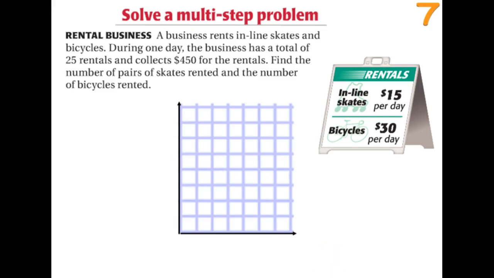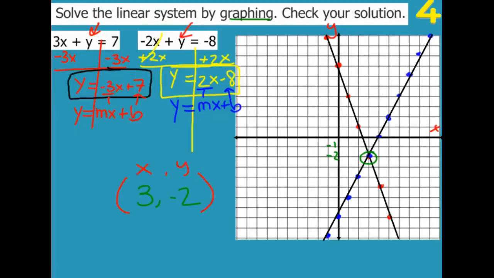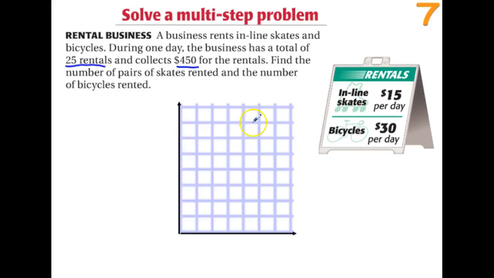So now we have a multi-step problem. It says a business rents inline skates and bicycles. During one day, the business has a total of 25 rentals and collects $450 for the rentals. Find the number of pairs of skates rented and the number of bicycles rented. So in all of these problems we've solved so far, we've had 2 equations. So if we look at this information, we're going to have 2 pieces of information, or 2 equations, one that's based on the number of rentals and one that's based on money.